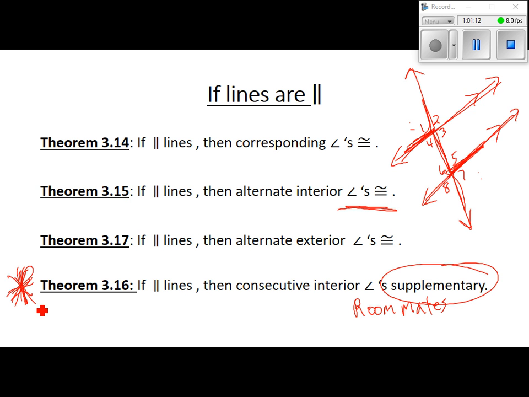All of that information just from knowing what's true about these two lines. What was true about these two lines? They're parallel. What's this line called? Transversal.